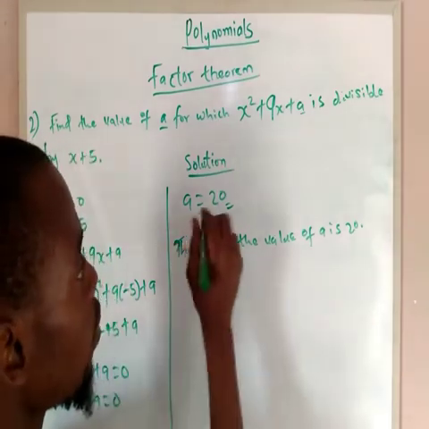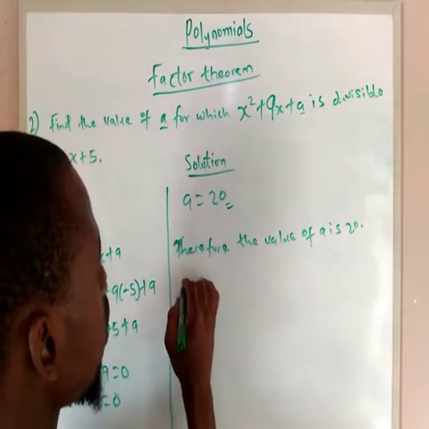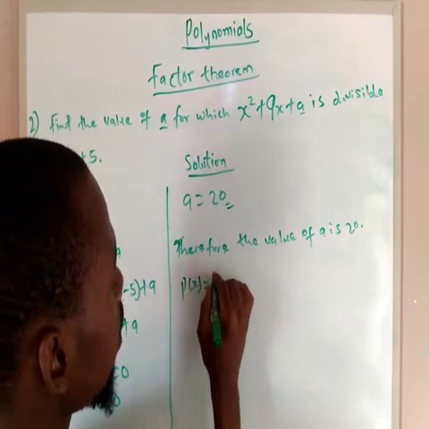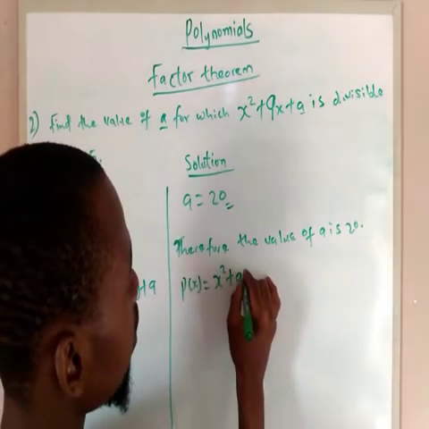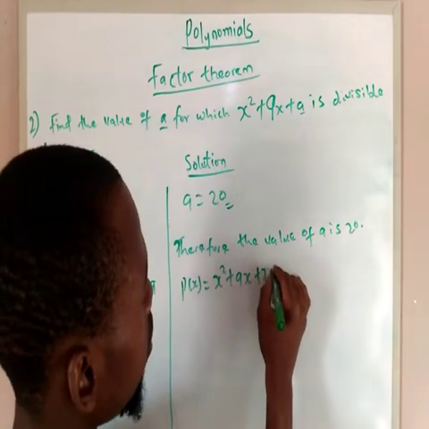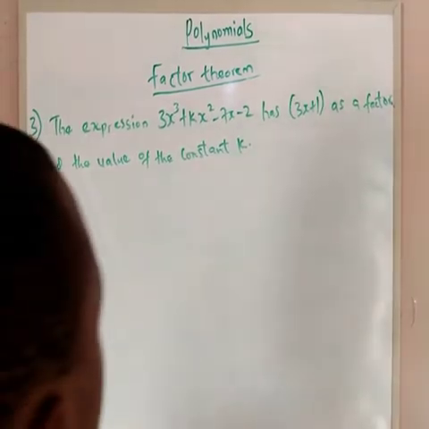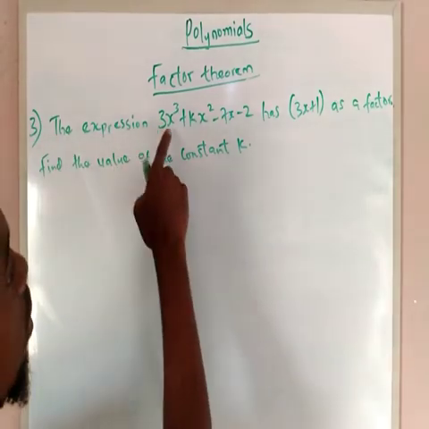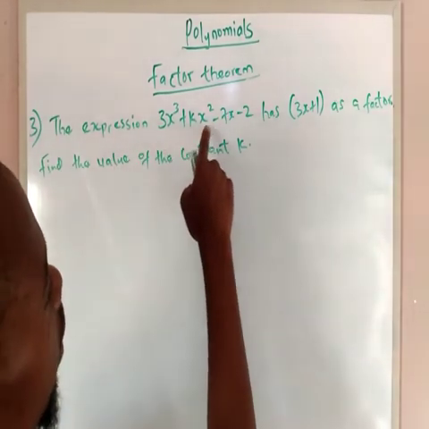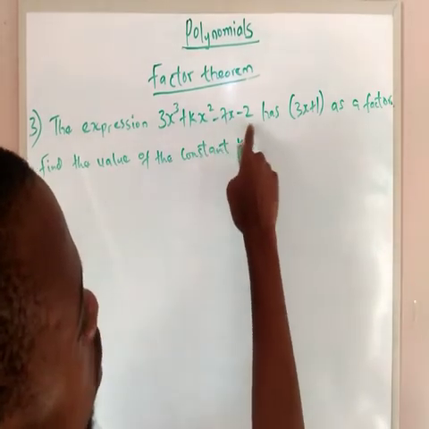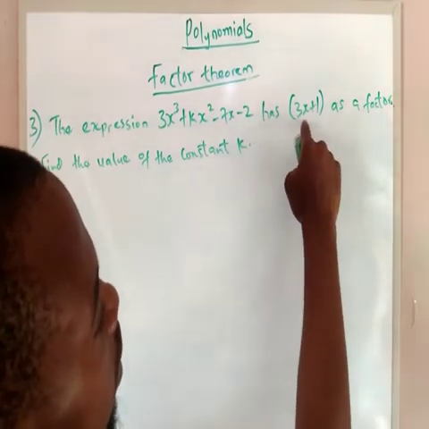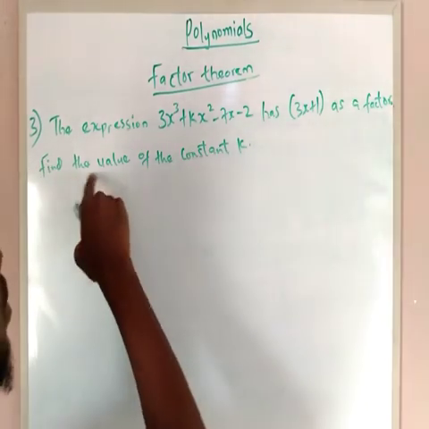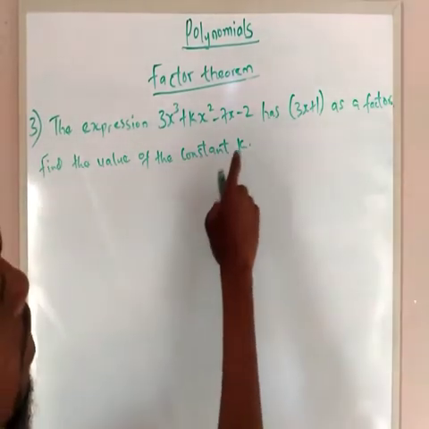So we now write our equation as p of x equal to x squared plus 9x plus 20. Here's our question number 3. The question says the expression 3x cubed plus kx squared minus 7x minus 2 has 3x plus 1 as a factor. Find the value of the constant k.